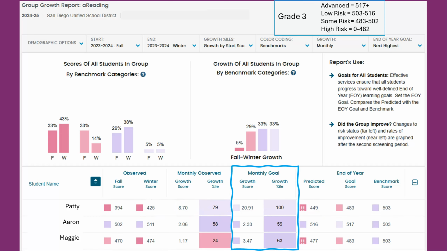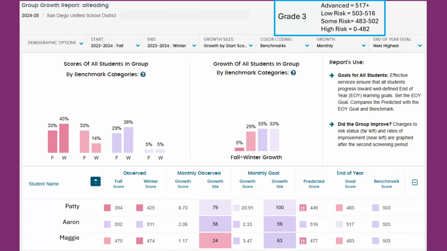Moving on to Patty's monthly goal. What is this 20.91? This is how much her score would have to improve per month if by the end of year we wanted her to reach the end of year goal score of 483. Why 483? Because that is the minimum score required in the spring for Patty to make it into the next highest risk level, which is some risk.